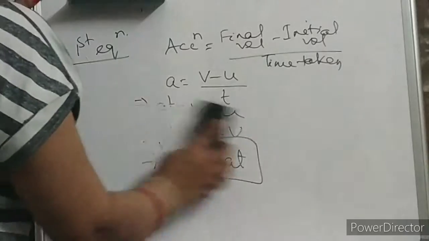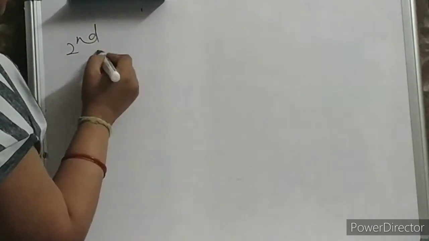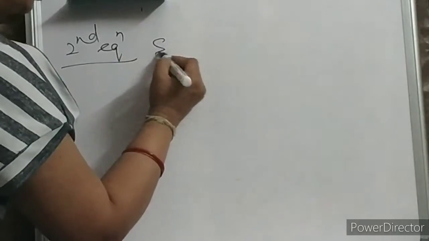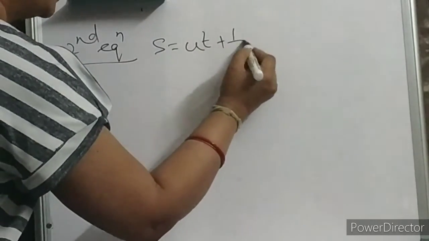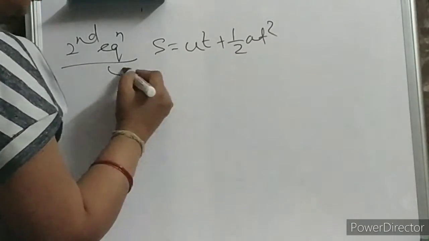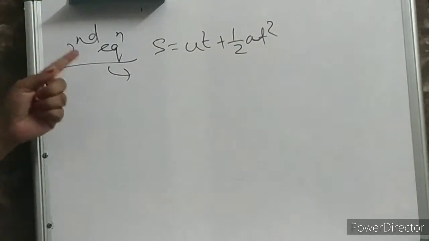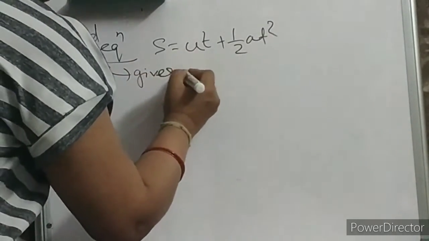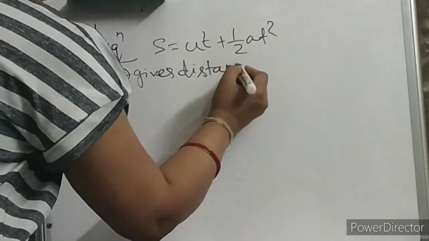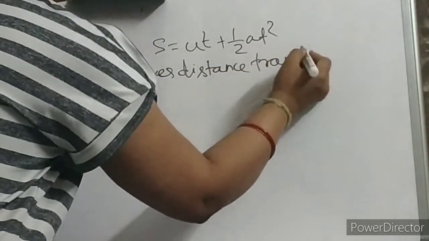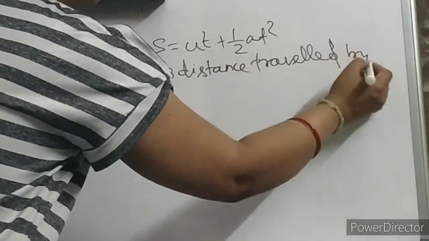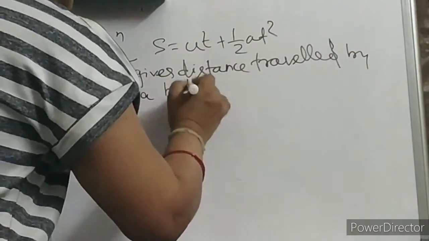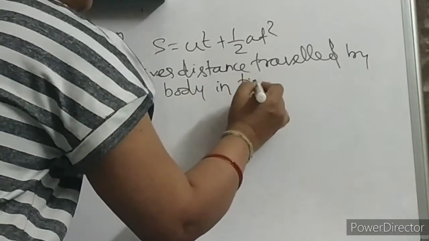Now we will discuss the second equation of motion. What is the second equation? s = ut + (1/2)at². What does it give? It gives the distance travelled by a body in time t.